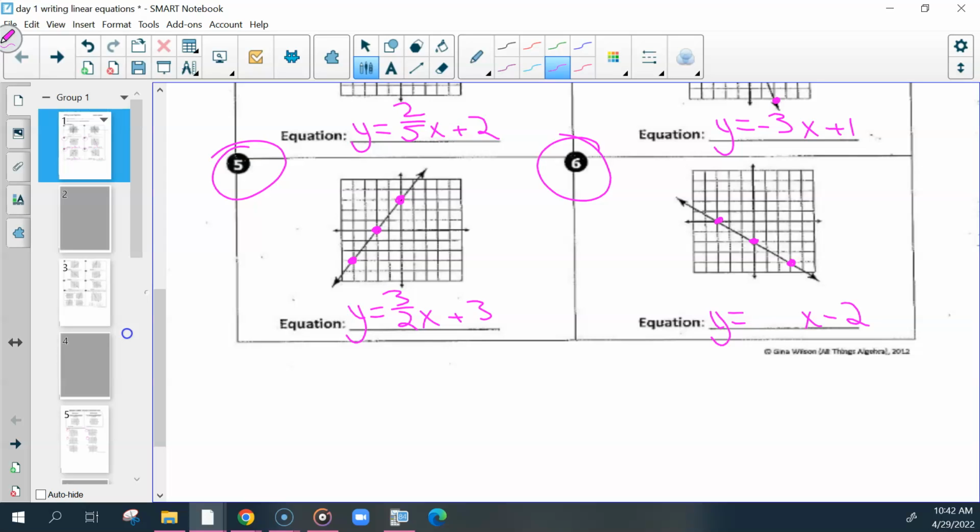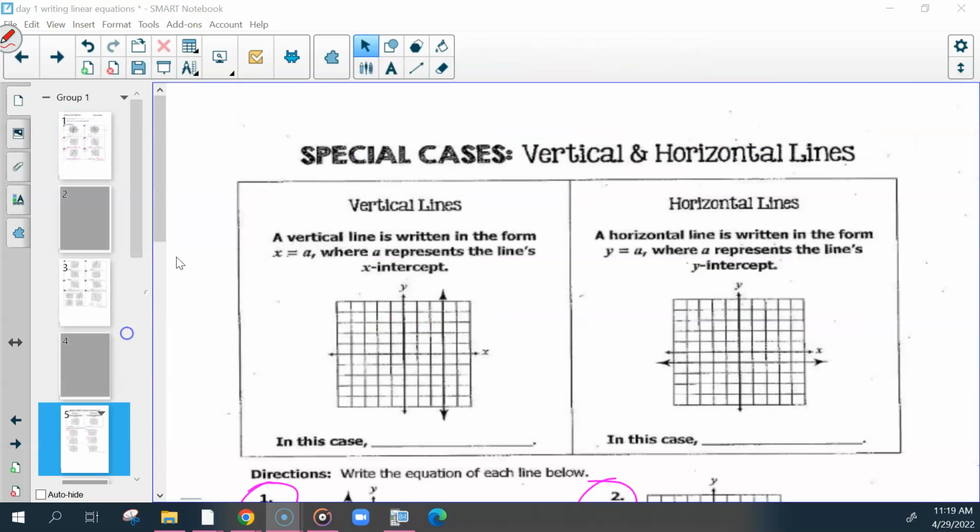What would our slope be? Negative 2 over 3. So our equation would be y equals negative 2/3 x minus 2. Right. We will stop there and finish after lunch.